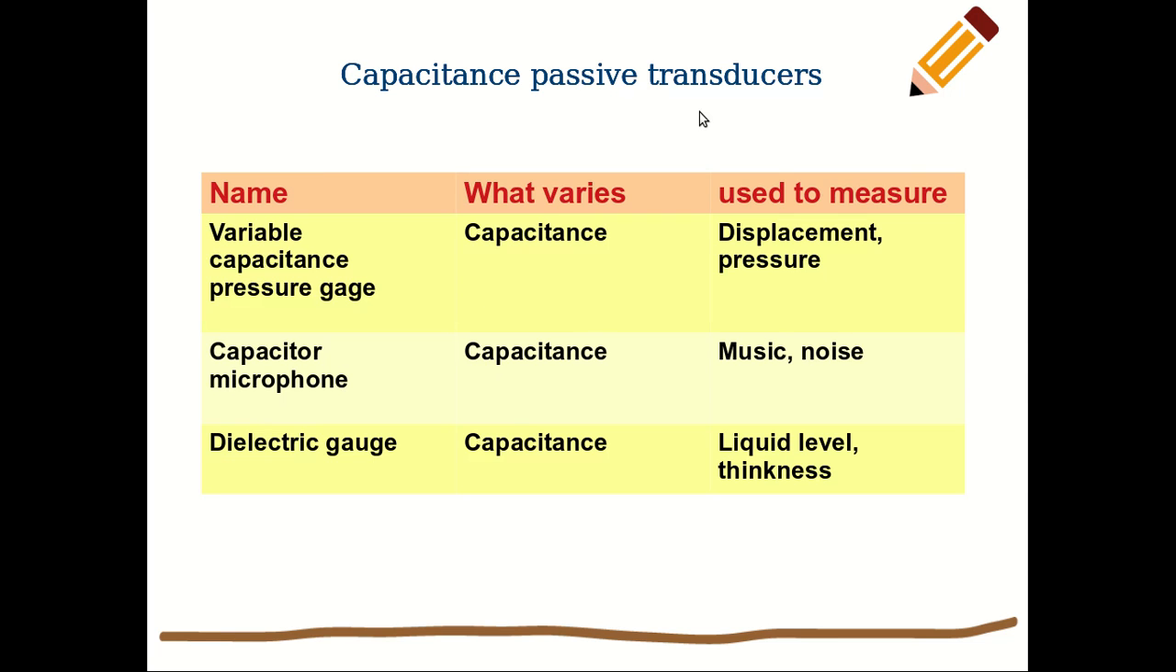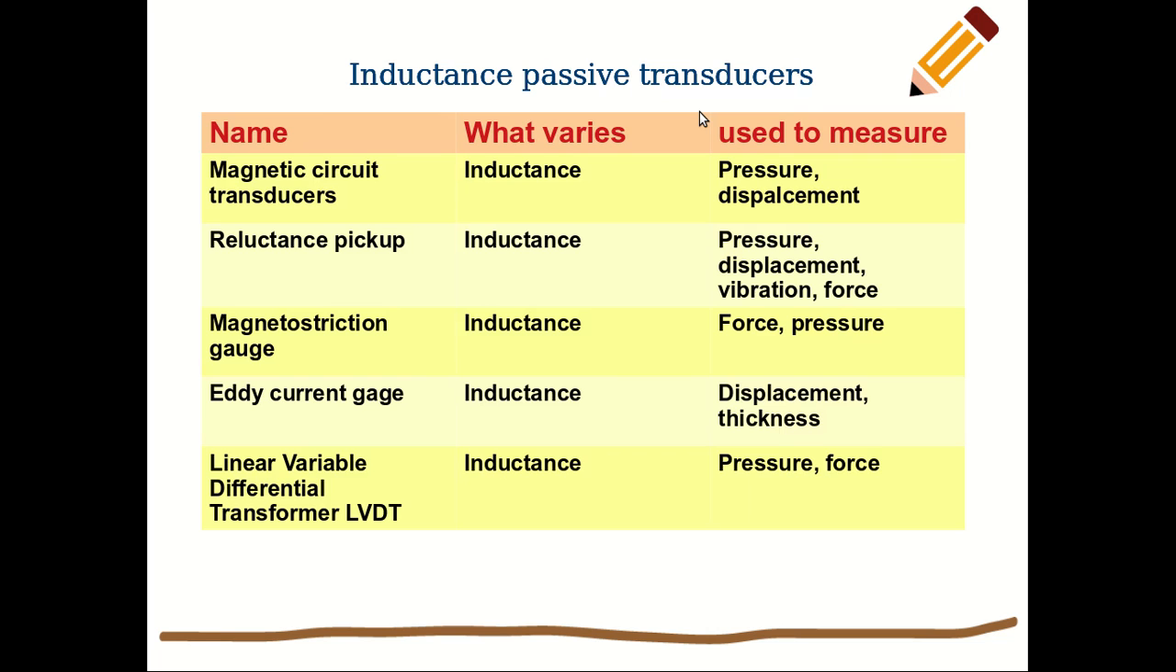Another class of passive transducer is the one that uses inductance as a variable, that is, while converting input signal to output signal, inductance of the system changes either in the form of self-inductance, mutual inductance, or in the form of eddy currents. So, these are the various examples in which inductance of the system varies while converting input signal to obtain the desired output.